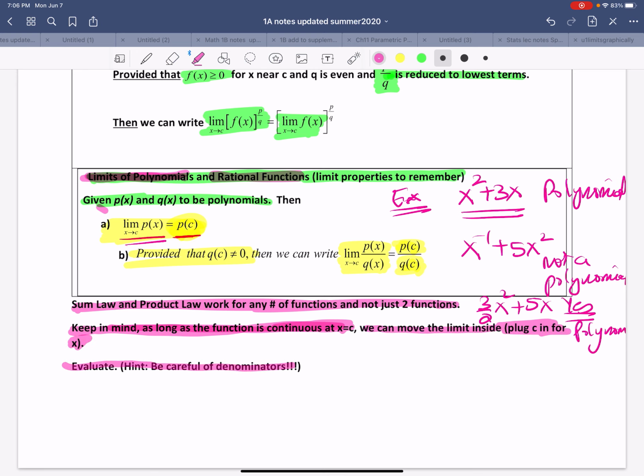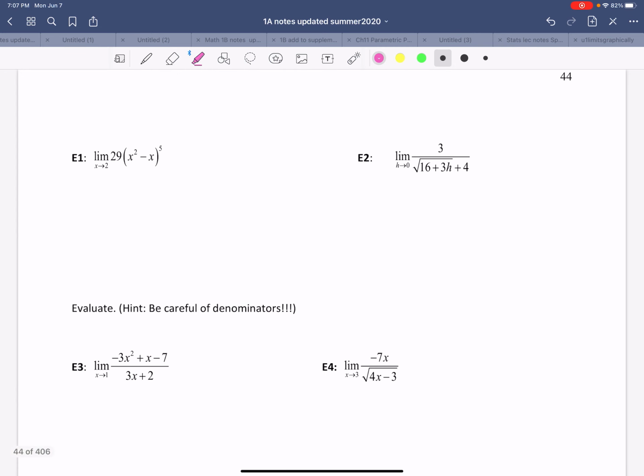Here we're going to look at several examples. Be careful when you have a denominator. We need to be sure that the function is continuous at x equals c. That means if you have a polynomial, then no need to worry about continuity. But if you have a rational function, make sure your denominator is not 0 at the point where you're trying to evaluate the limit. Let's see some examples.